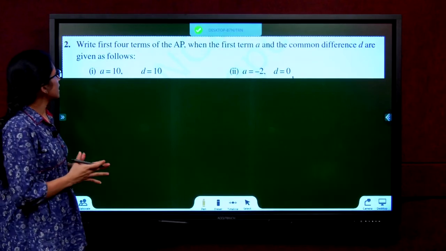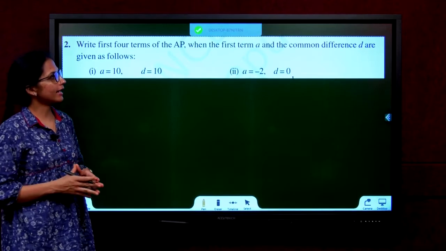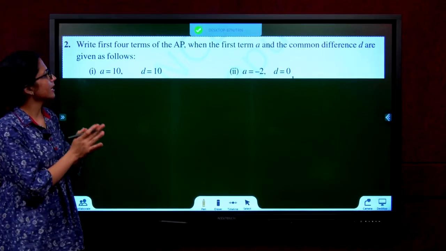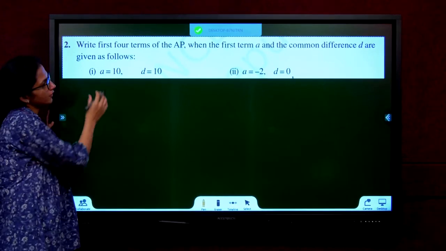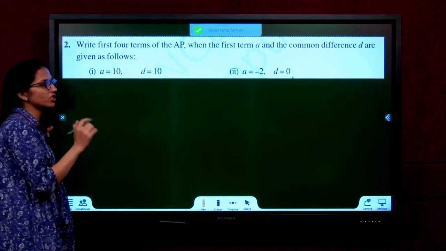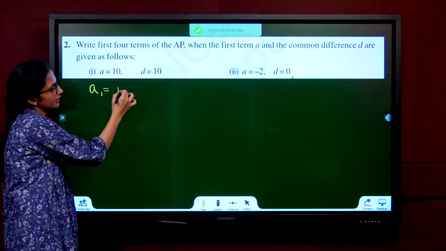Second question. Write the first four terms of the AP when the first term is A and the common difference is D, given as follows. So they've given A and D. You have to find the first four terms of an AP. First term is nothing but A, that is 10.